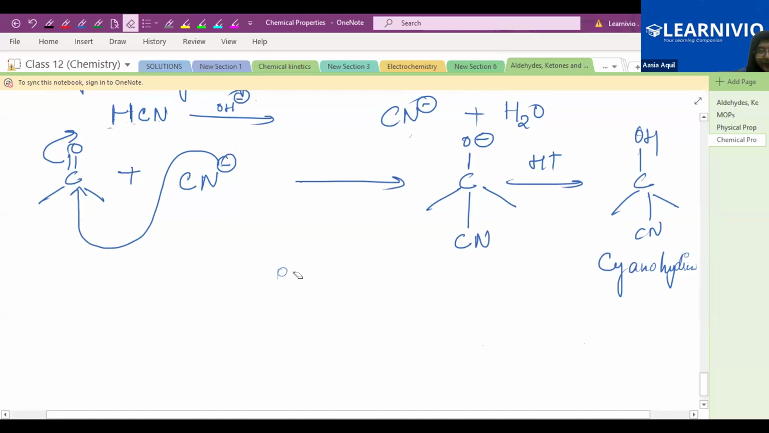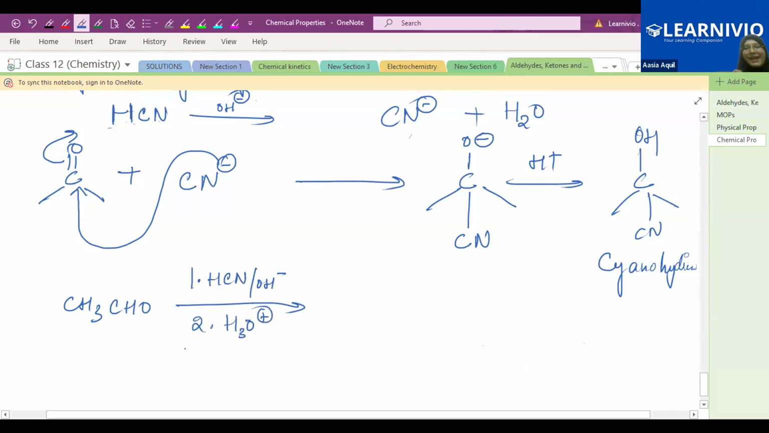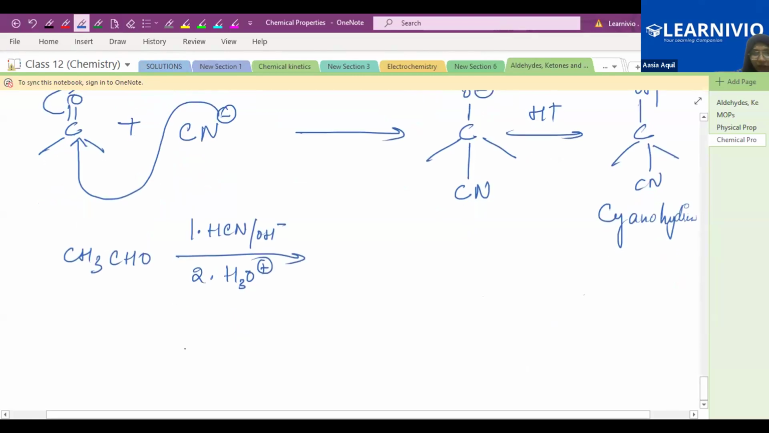Okay, next let's see. Suppose we have CH3CH2 and an aldehyde group. In the first step, what did you do? HCN in the basic medium, and in the second step, just hydronium ion. You are just doing the acidic hydration, hydration in the presence of acid, so it will give you a hydronium ion, H3O plus.